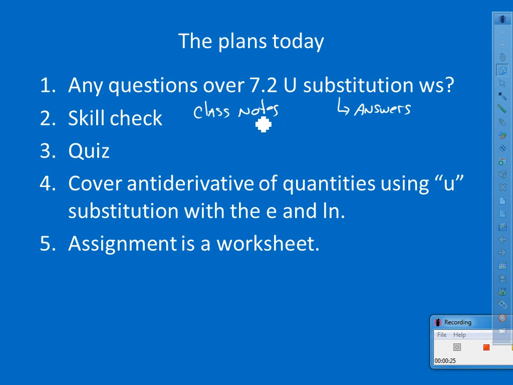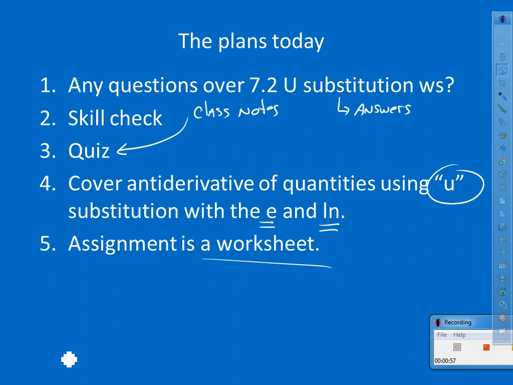on 1 through 5 I have a skill check for you. That is a beautiful skill check before we take this quiz. So make sure that you sit down and go through that skill check and make sure you understand that. If you're successful on that skill check, you should be very successful on the quiz. And then what I need to do with you today after the quiz is I need to cover the antiderivative of quantities using the U substitution again, but I need to review with you and show you how we find it for the E function and then the natural log function. The assignment will be a worksheet.